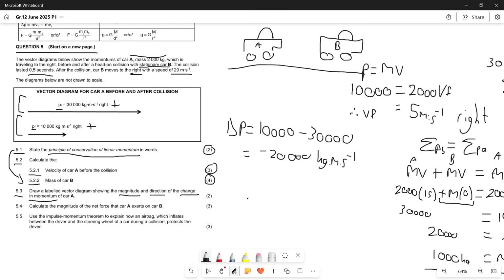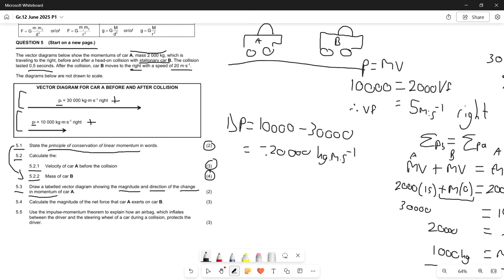So that is the magnitude. And if the change in momentum is negative, it means it is going to the left, because it was going fast this way to the right, but then it slowed down, still going right, which means this change in momentum opposed the initial direction that it was going. So that means we have a line going to the left, and we just have 20,000 kg·m·s to the -1 over there. That is our magnitude, that is our direction, and this is our final answer, earning us 2 marks.